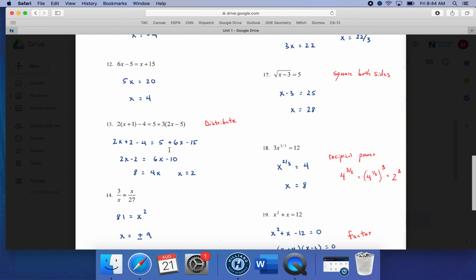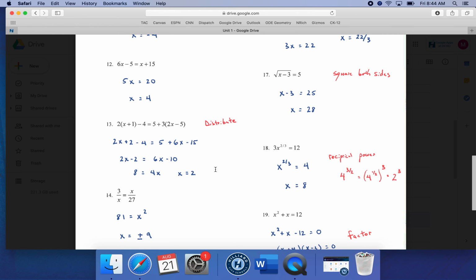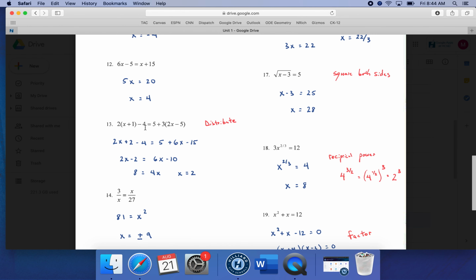Okay. 13, I'm actually going to have to distribute first. I got a whole bunch of terms here, so I'm going to distribute this 2. Remember, distribute just means multiply. Okay, so I'm going to multiply the 2. 2 times x plus 1. Minus 4 is just going to chill. 5 is going to chill. And then I'm going to multiply the 3. 3 times 2x is 6x, and 3 times negative 5 is negative 15.